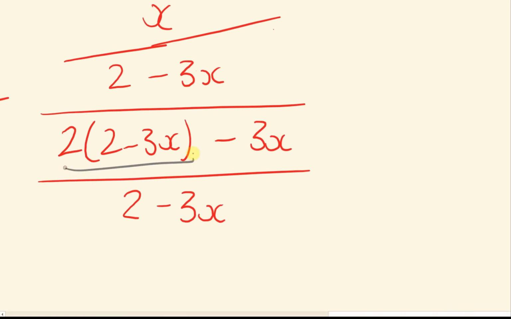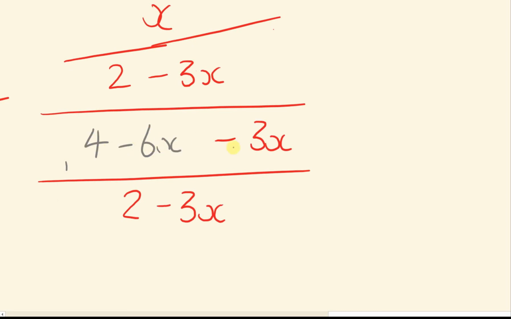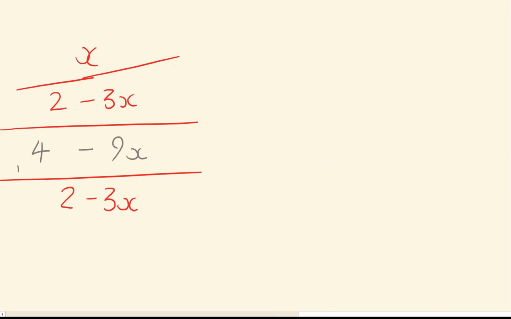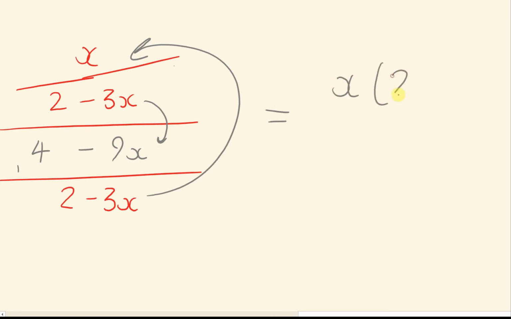Next, I can expand this bracket here. That will just give me 4 minus 6x. I've now got 4 minus 6x minus 3x. That will give me 4 minus 9x. Same as before, this 2 minus 3x will go up here. This one will go down here. We hope to see that those two 2 minus 3x's are going to cancel out. Let's go through it anyway.